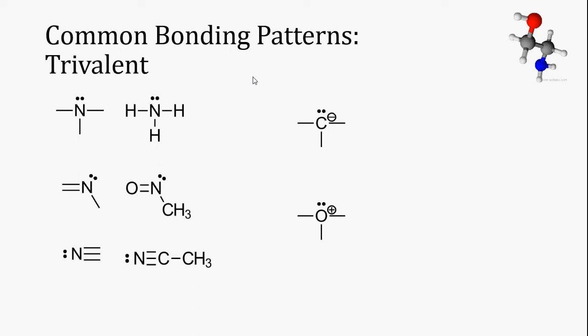For example, the carbanion and the oxygen cation are both trivalent with a lone pair and form bonds using these patterns. The other trivalent atoms, carbon with a positive charge and boron, also form bonds using these patterns. They just would not have the lone pairs associated with them.